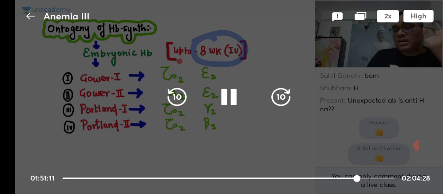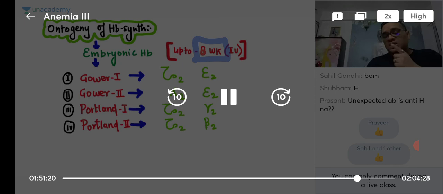That was the question in the NEET PG 2015. Remember, this is the word from the Winthrop, so there is no deviation from here. Please remember, because some guidebooks are writing 12 weeks, so please forget everything. Just remember 8 weeks from the Winthrop. Embryonic hemoglobin is up to 8 weeks. You can see the E looks like 8. E 8. So embryonic up to 8 weeks.